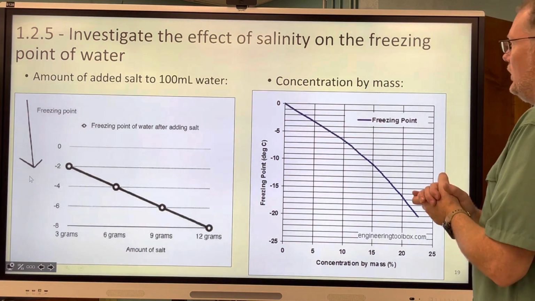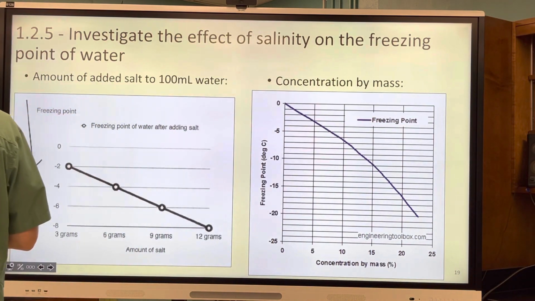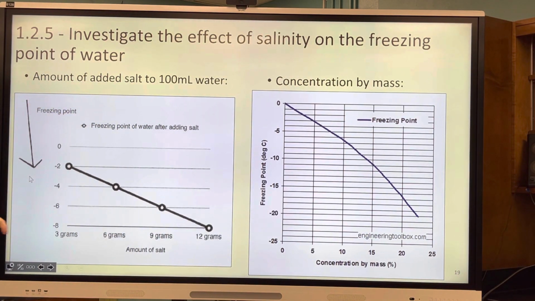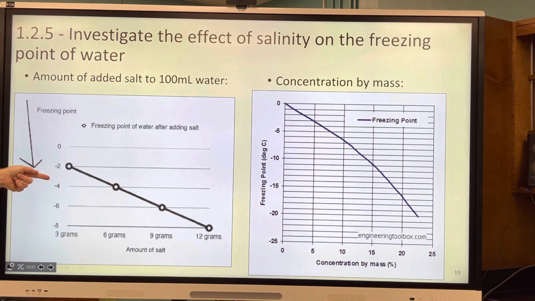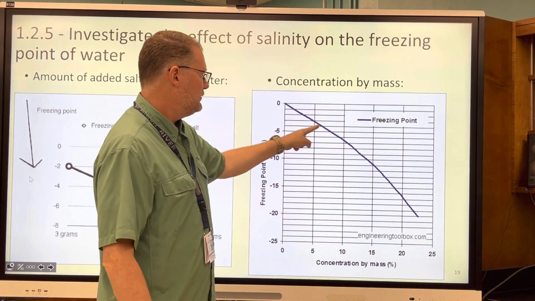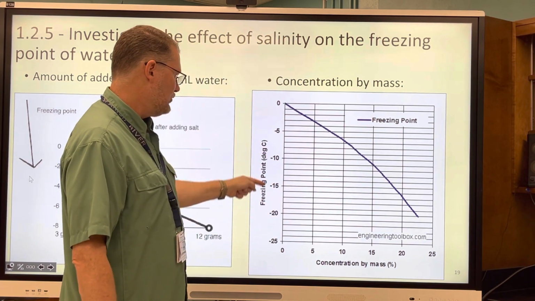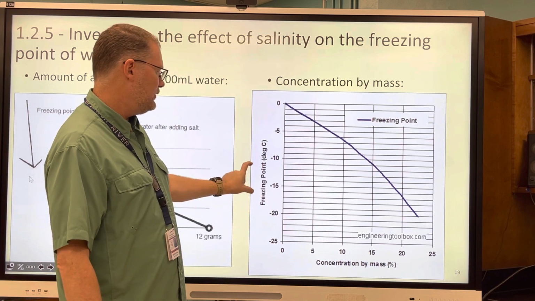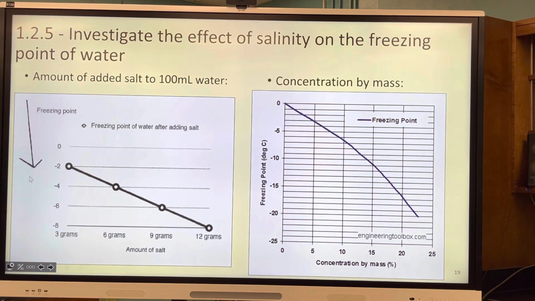Slide 19, freezing point of water. Well, it's pretty obvious to see that the amount of salt you add lowers the freezing point, okay? So freezing point, blue line, temperature given here in degrees Celsius.